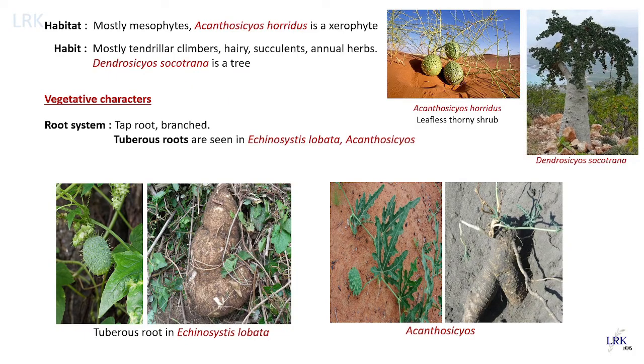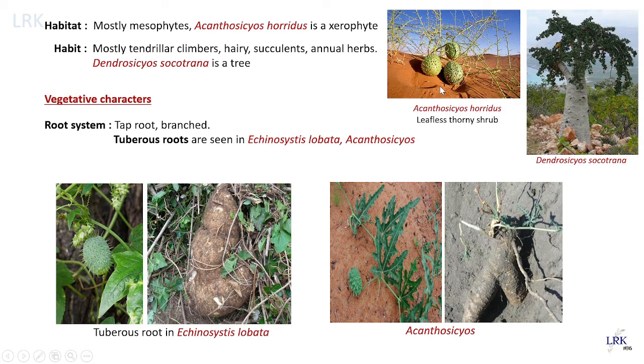Now we will see the characteristics in detail. First of all, we will discuss the habitat. Mostly, these plants are mesophytes. We already discussed what mesophytes are. Mesophytes are the plants which grow in places that are not too wet or too hot, that means they grow in places where they get an ample amount of water and sunlight.